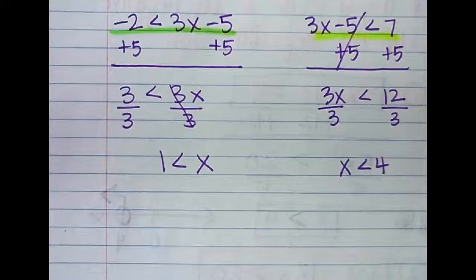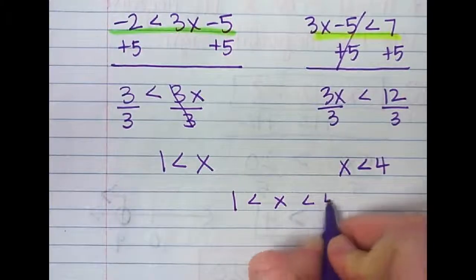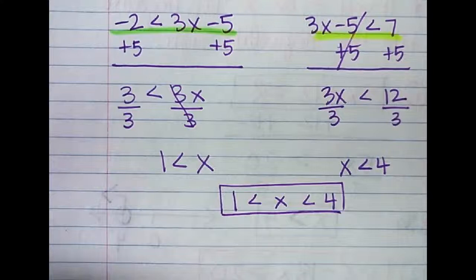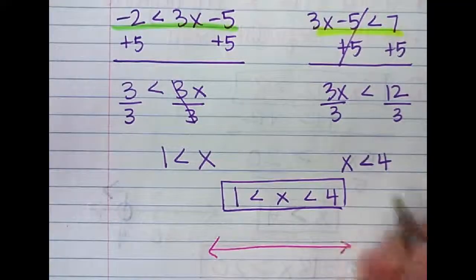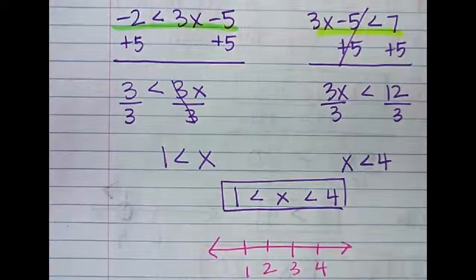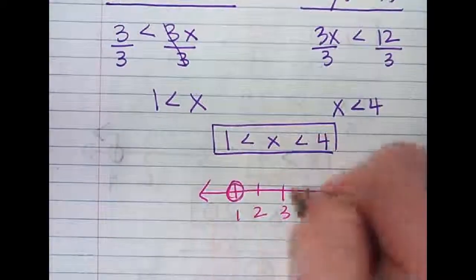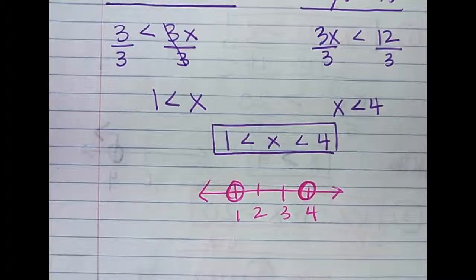And then you just put it back together. So I put x in the middle. 1 is less than x, which is less than 4. And graph that on the number line. Open or closed circles? Open. They've all been open. And where do I shade? Good, in between.